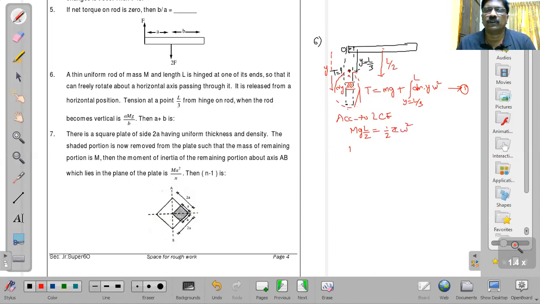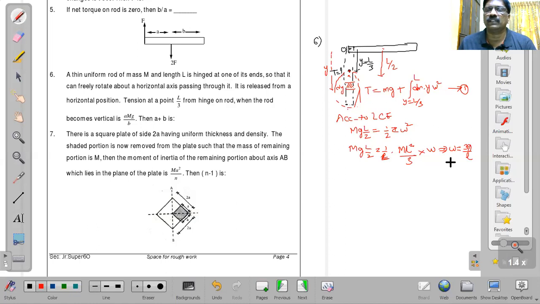Therefore, mg L by 2 is equal to half into the moment of inertia about one end. As it is rotating about one end, the moment of inertia is equal to ml square by 3, into angular velocity square. So if you simplify and calculate, you will get the angular velocity equal to root of 3g by L.